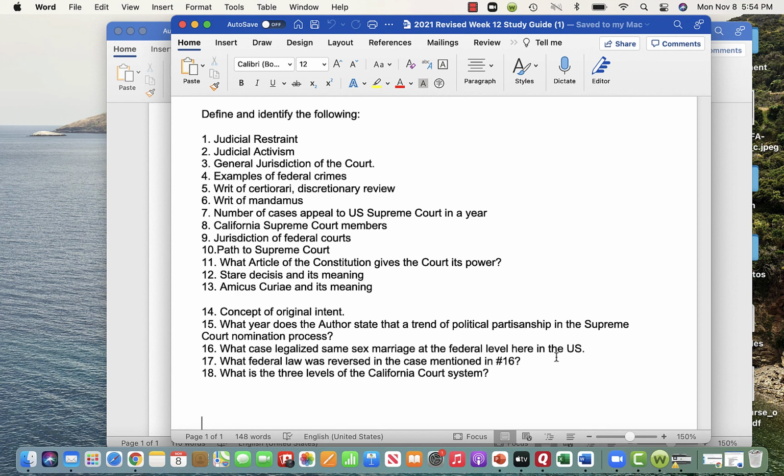Know what stare decisis means in the concept of precedent, where generally if a court case has already been decided, it's rare that the courts will go in and re-review it, but it could happen. All right? So know the concept of original intent as well.